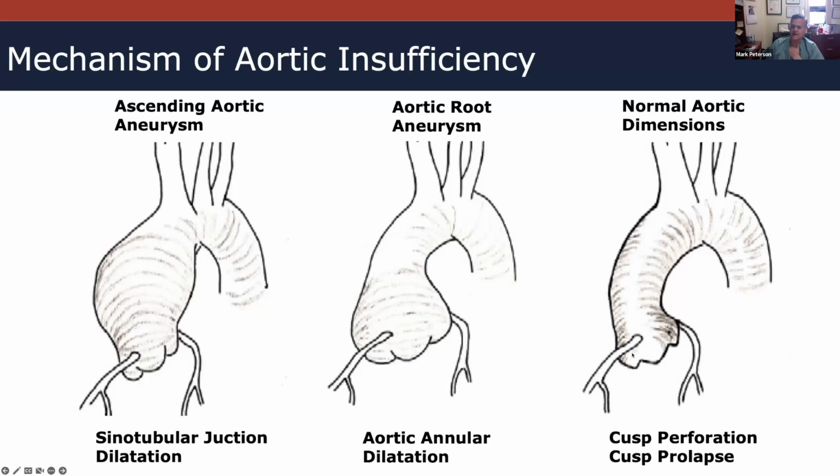And then finally, patients with normal aortic dimensions, if they have inherent pathology of the cusps themselves, whether it's perforation from endocarditis, prolapse from degenerative disease, or restriction of the cusp, can also have varying degrees of AI, and those patients are less likely to end up with a valve repair option.